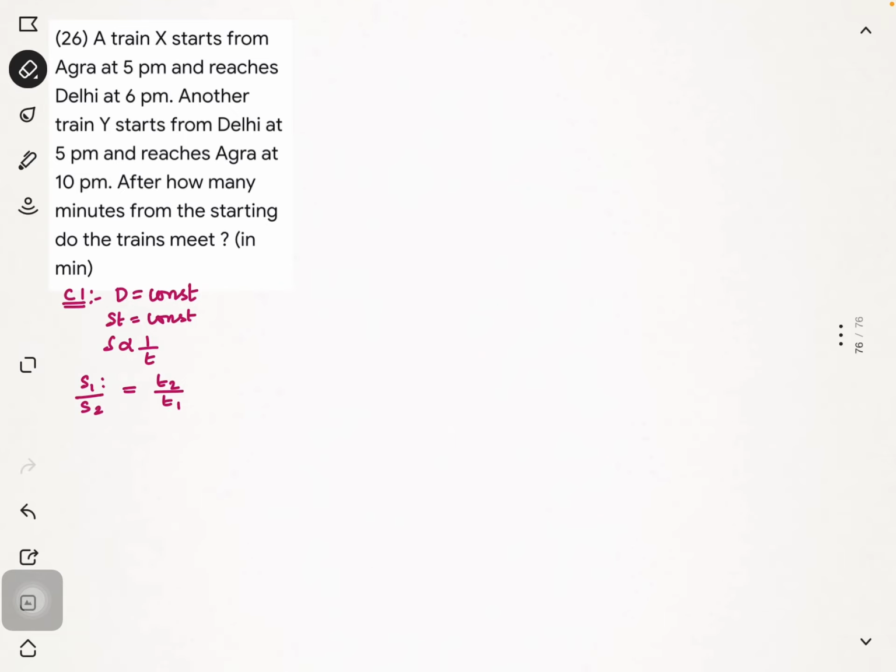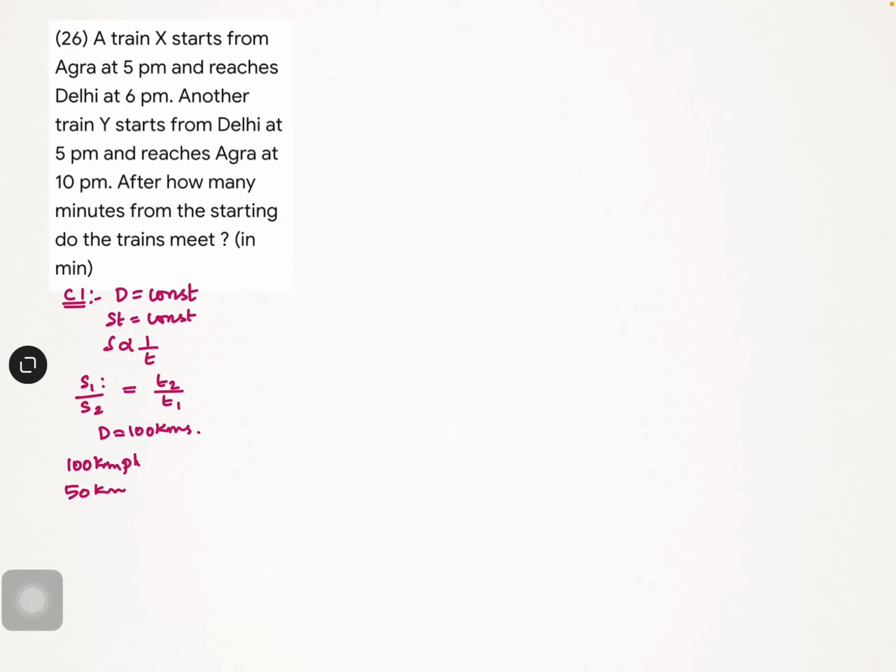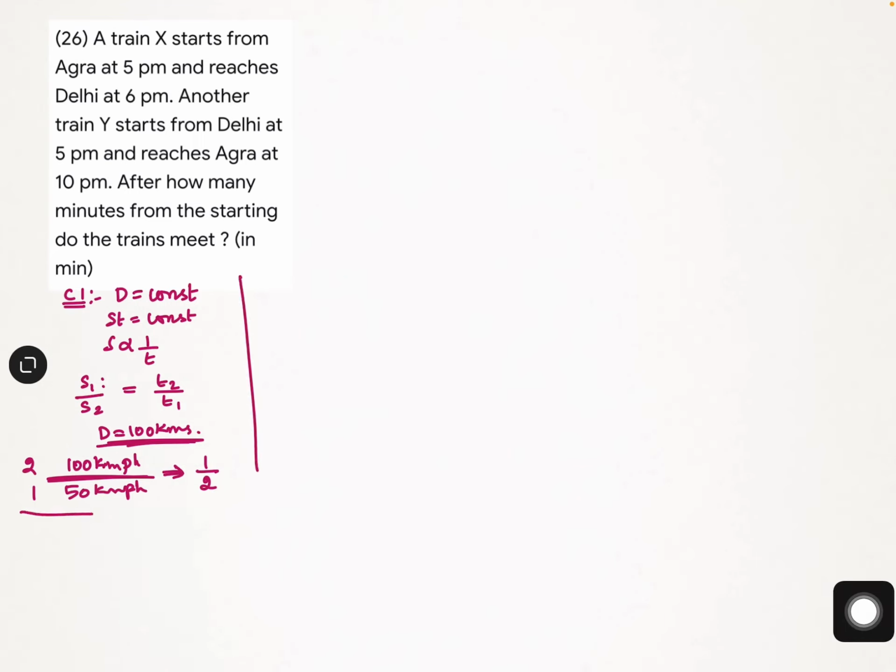Or in other words, to cover a same distance, let's say distance is equal to 100 kilometers. To cover the same distance, if you are going at a speed of 100 kilometers per hour and you are going at a speed of 50 kilometers per hour, if you take two cases, what is the ratio here? Speed ratio is 2:1. The time taken ratio will be 1:2. That is the concept. When distance is equal to constant, the speed ratio, you inverse it, what you will get is time ratio. This is concept number one.